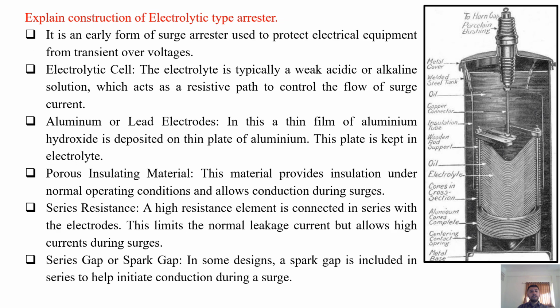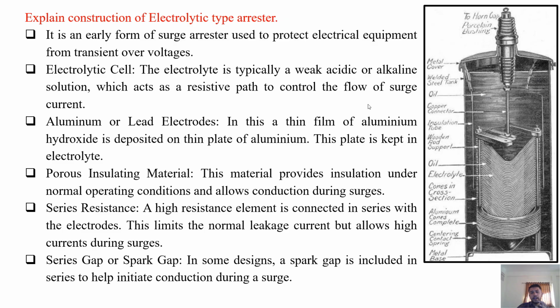Explain construction of electrolytic type arrestor. As you can see in this figure, it is an early form of surge arrestor used to protect electrical equipment from transient over voltages due to lightning surge as well as switching surge. So it is used like an electrolytic cell.